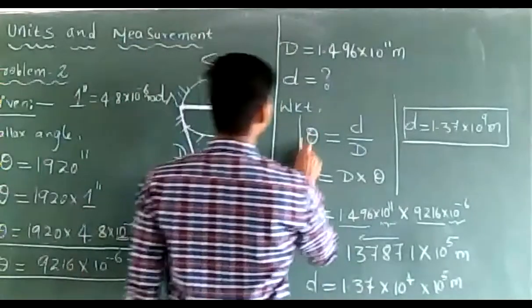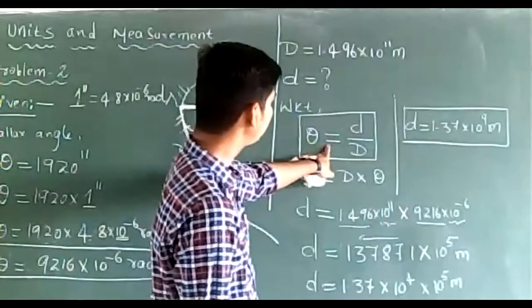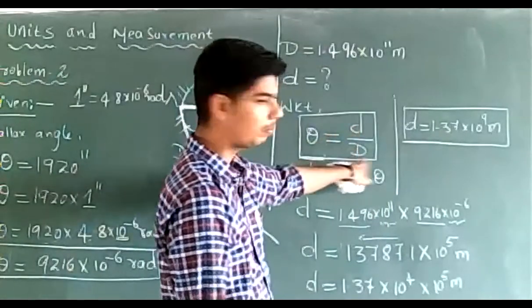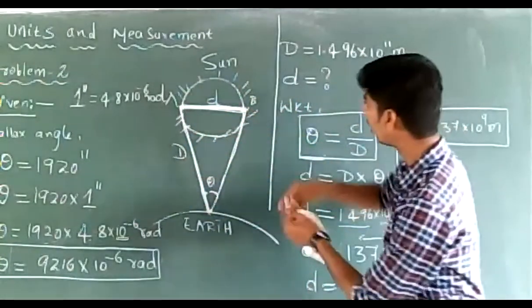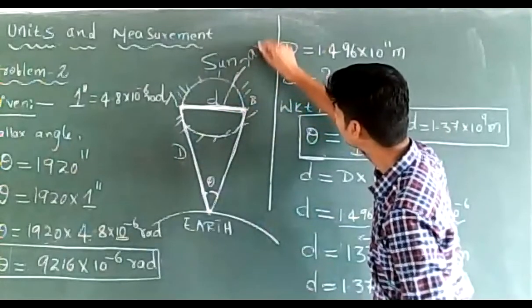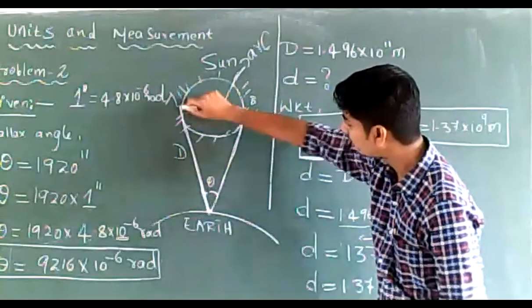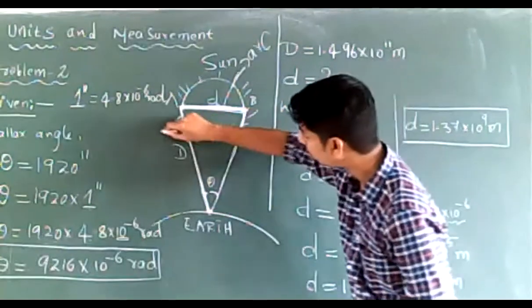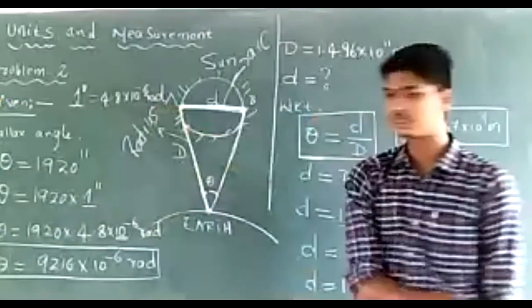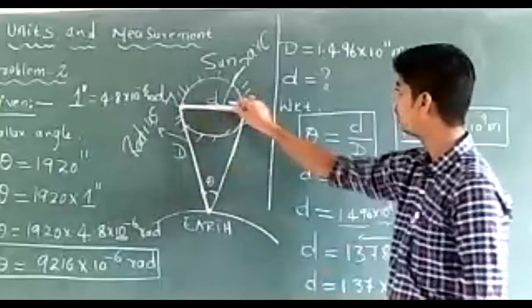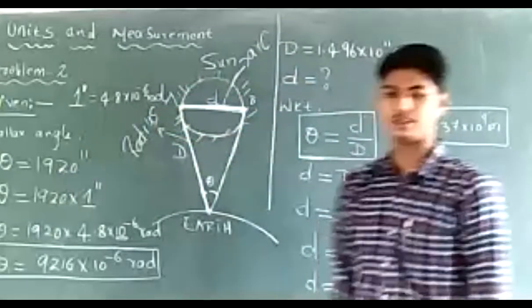What is important in the parallax method is the usage of the formula: plane angle is equal to arc length divided by radius. In this case, the basis serves as the arc. The distance between Earth and the planet, or the distance between Earth and the sun, serves as the radius. Basis serves as the arc, and the distance between Earth and the sun serves as the radius.